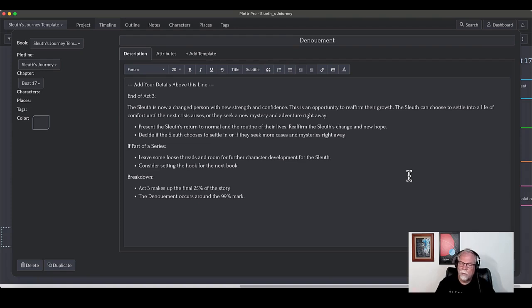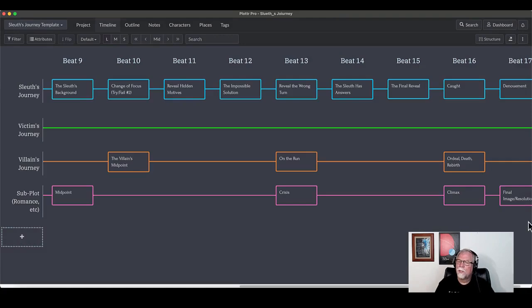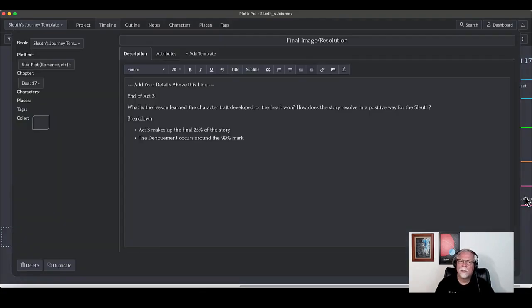Their normal world, again, doesn't have to be boring. It can be something that's pretty exciting. It can be a new case, whatever the case may be. Especially if this is a series, you can use that to hint at what's going to happen in the next book. There's also a final image and resolution of the B story.